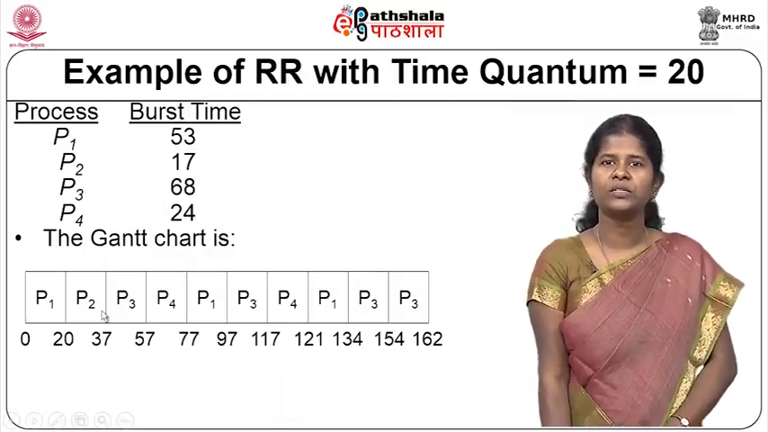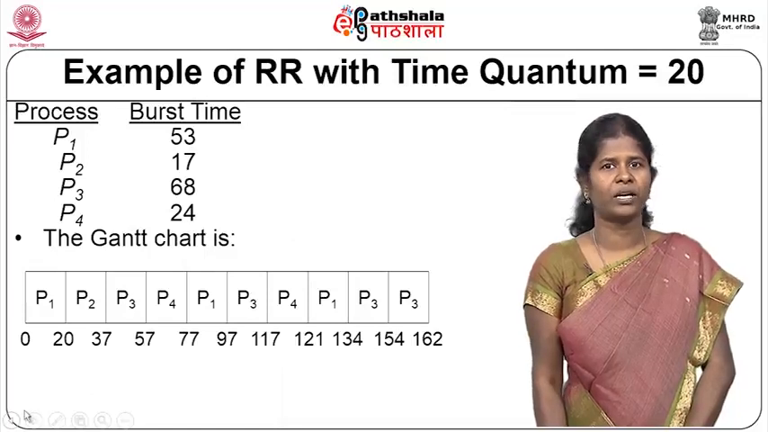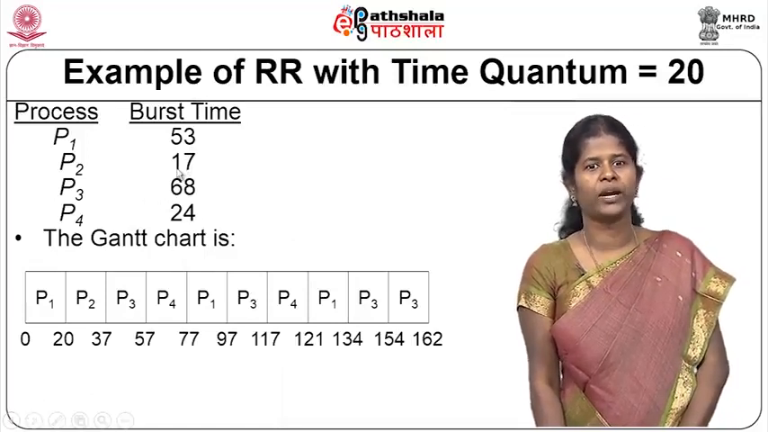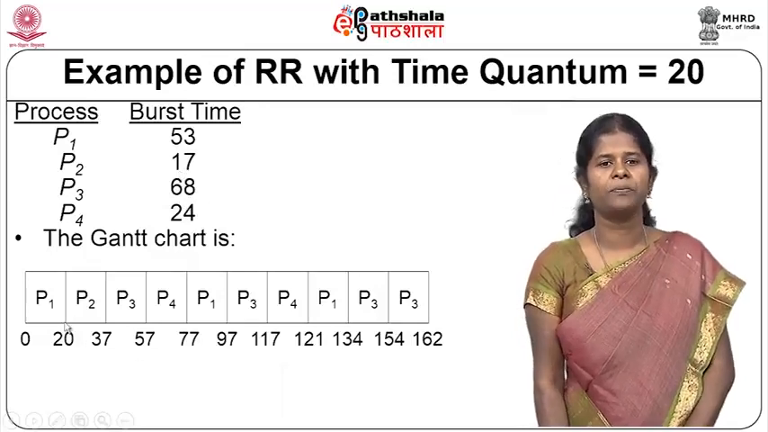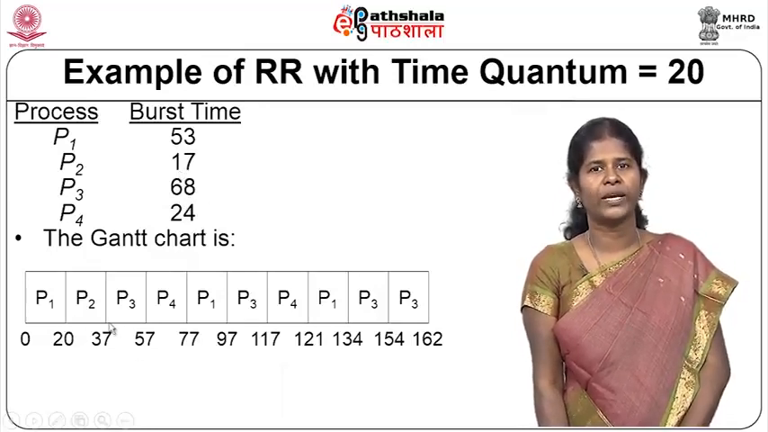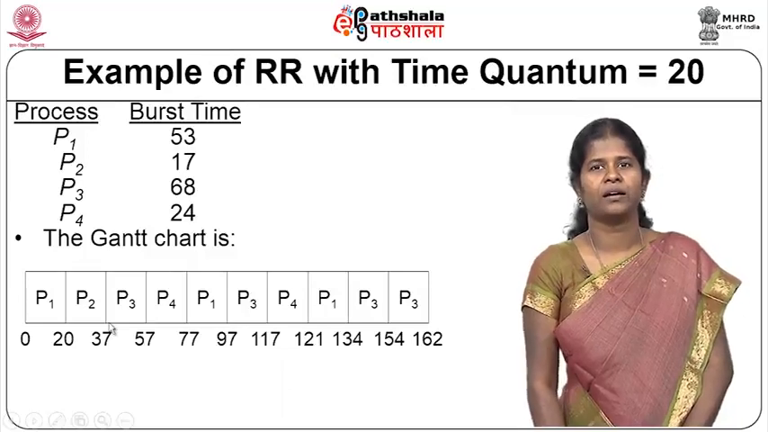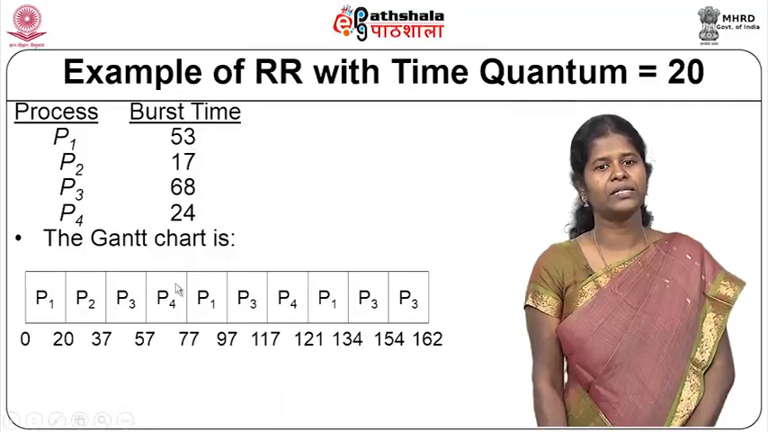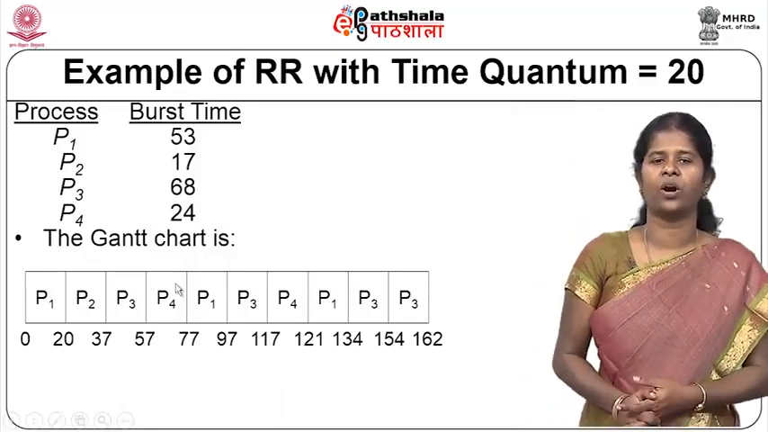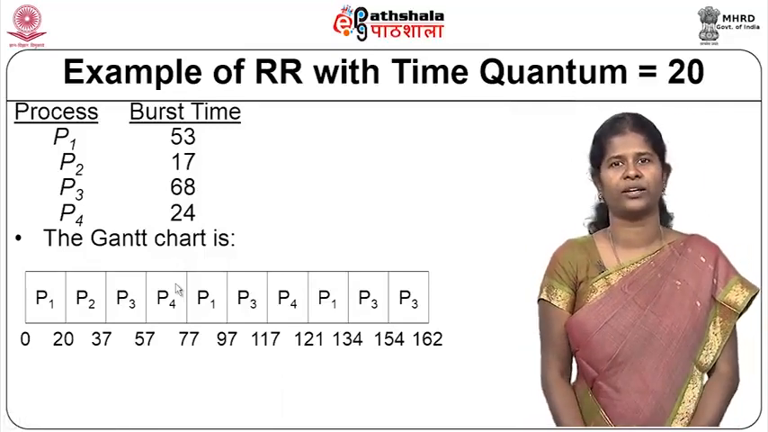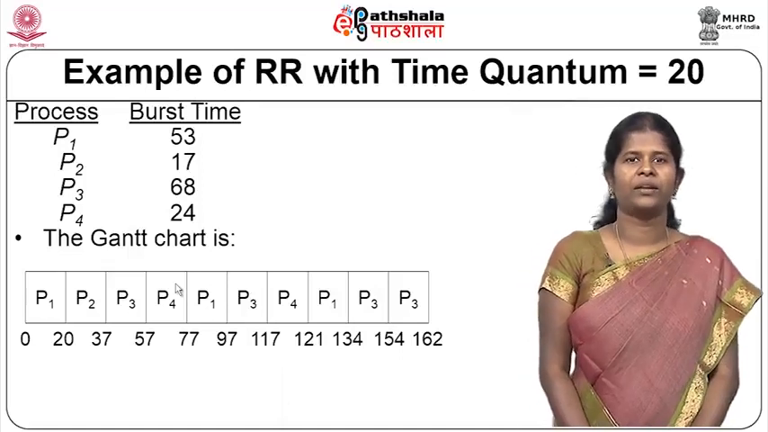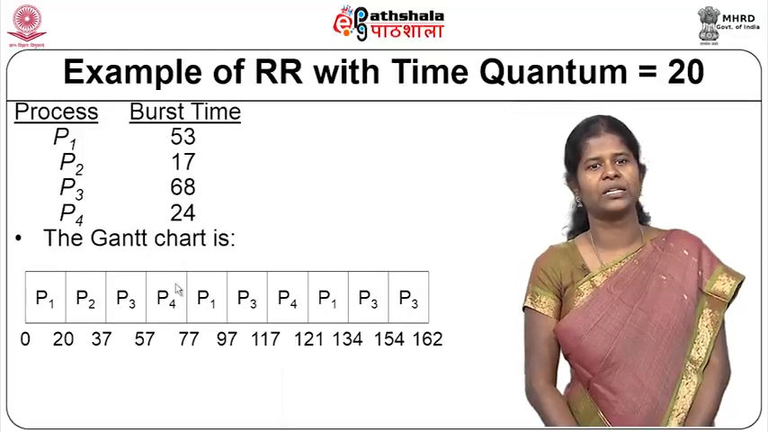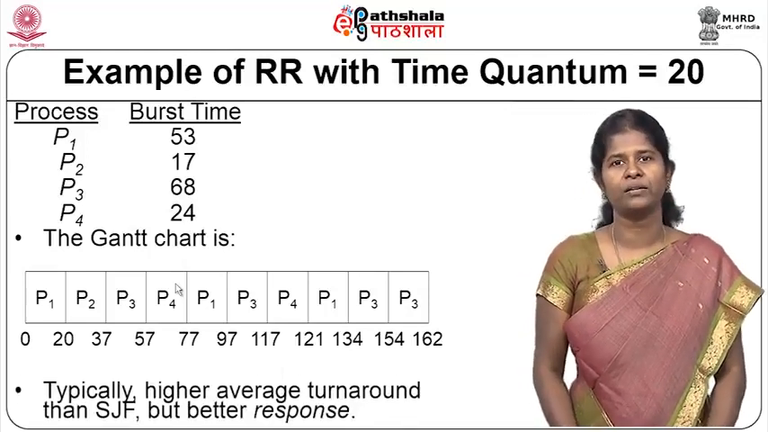and P2 can use the CPU for 20 milliseconds because the time quantum is 20 milliseconds. But the burst time of P2 is only 17 milliseconds. So, P2 uses the CPU from 20 to 37, only for its burst time of 17 milliseconds, and at t equal to 37 it leaves the CPU voluntarily. Now, at t equal to 37, the next process has to be chosen by the scheduler. The next in the queue is P3 and P3 is given the CPU.